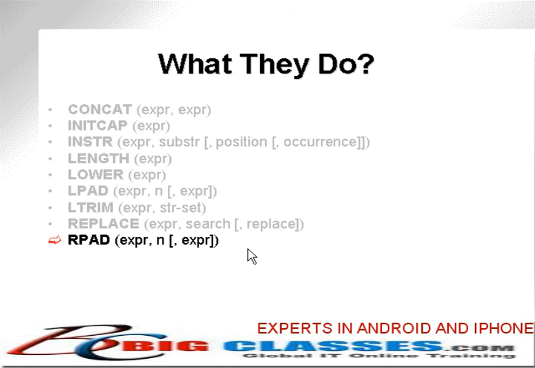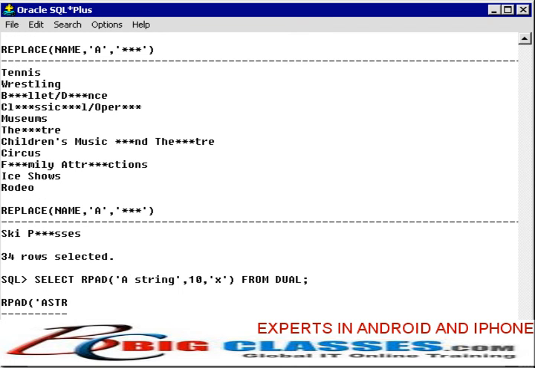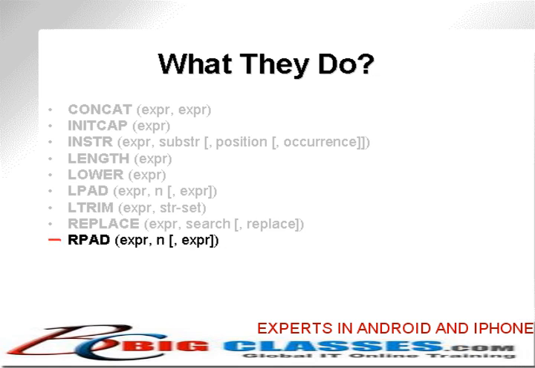Right pad. Right pad does the same thing as left pad, except it pads the string from the right. So let's do the same thing with right pad that we did with left pad and pad the string up to 10 characters long with the character X. And now we can see that the X's are on the right.